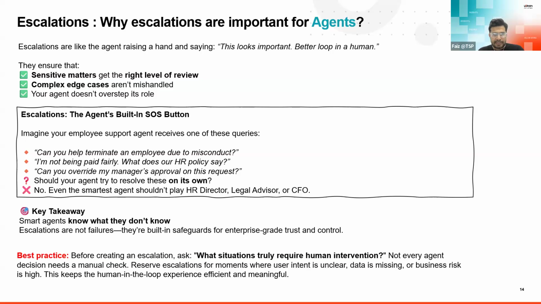Before creating an escalation, ask what situations really require human intervention. Not every agent decision needs a manual check. Reserve escalation for moments where user intent is unclear, data is missing, or business risk is high. This keeps the human-in-the-loop experience efficient and meaningful. Like I said, not every agent needs escalations.